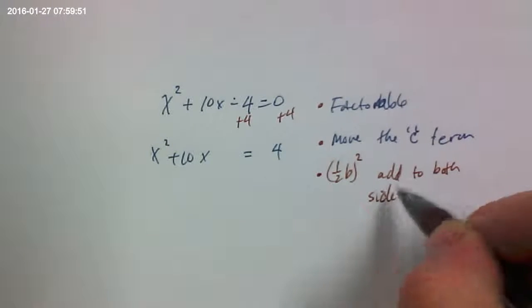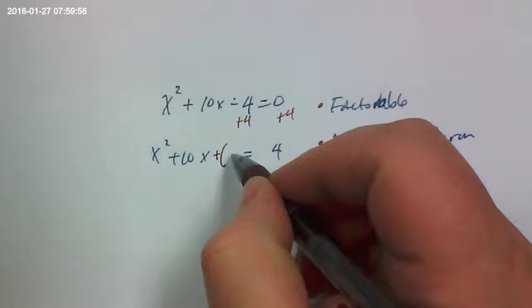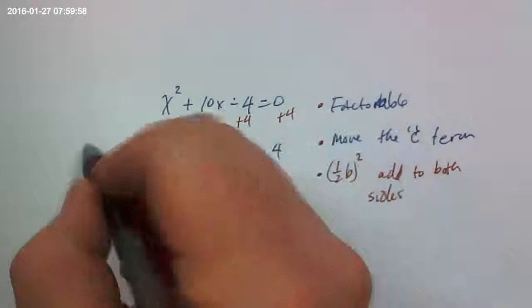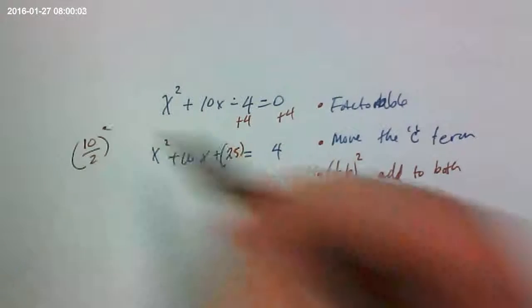Alright, so half of b would be 5 squared, which is 25. You see how b is 10? You take half of it and you square it and you add it to both sides.